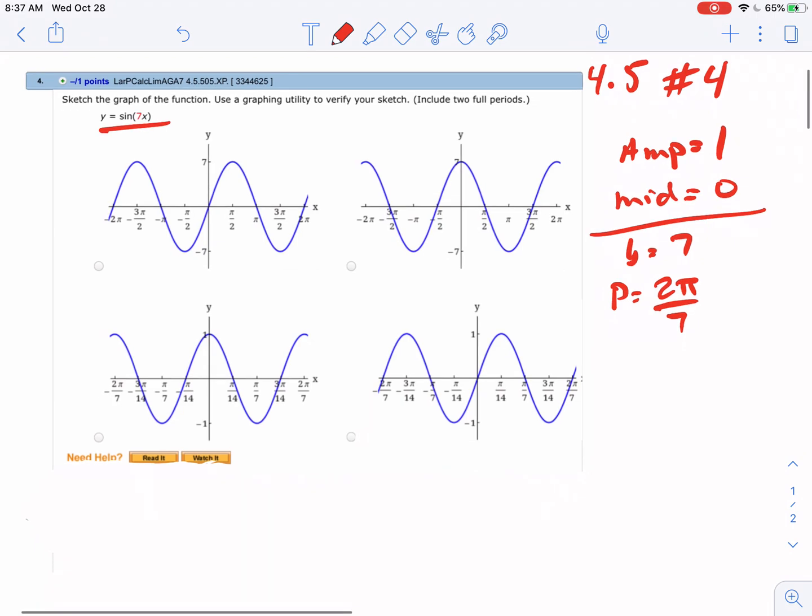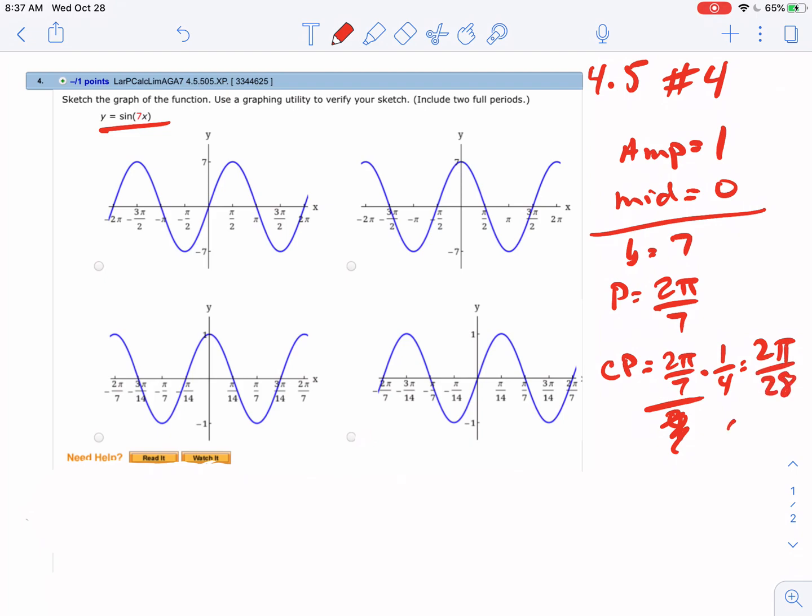And then for the spacing of the critical points, the spacing would be 2 pi over 7 divided by 4, which is like multiplying by 1/4. I get 2 pi over 28, which reduces to pi over 14. So I will space them every pi over 14. Then we should check for a phase shift. I can see that there's nothing being added or subtracted inside the parentheses, so there is no phase shift.